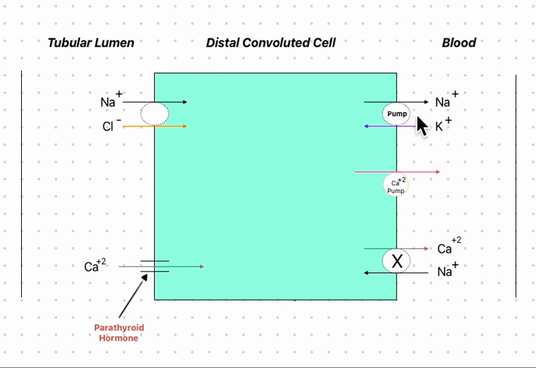So we have a pump which is called the sodium potassium pump. It is located on the basolateral membrane. It pumps sodium from the distal convoluted tubular cell into the blood. So these are the two transporters we have on the distal convoluted tubular cell.